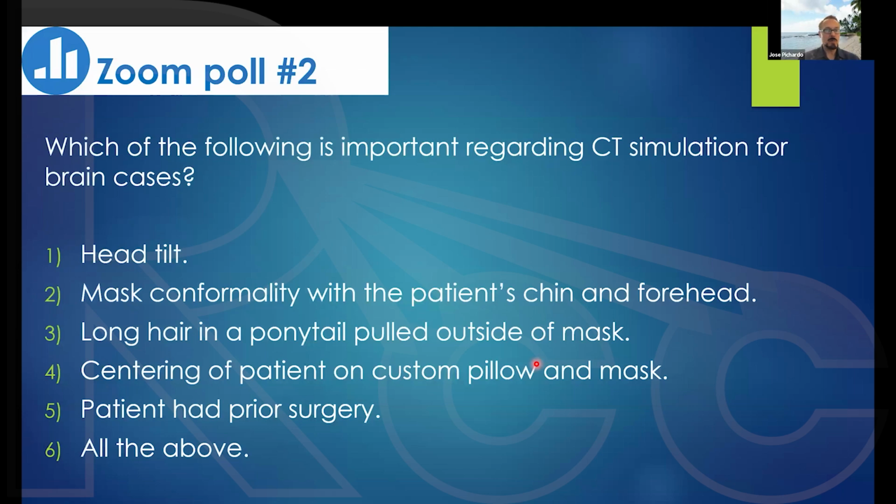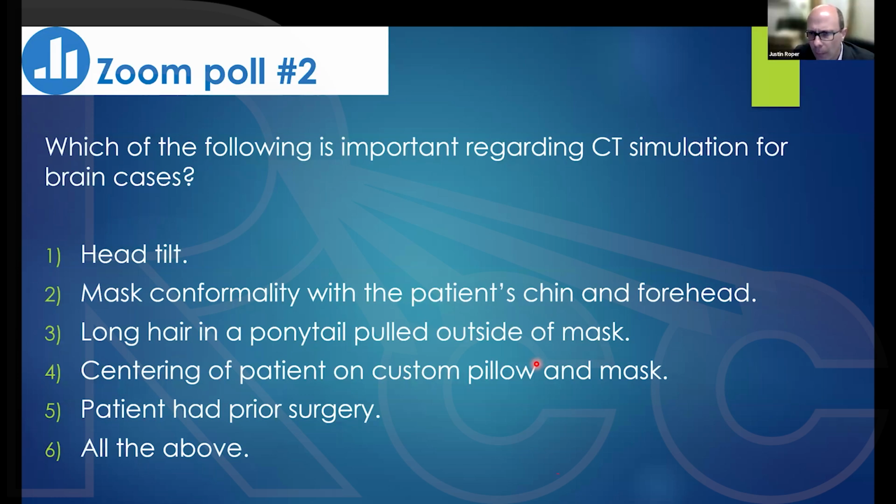All right, so we're ready for our second poll question. The question is, which of the following is important regarding CT simulation for brain cases? The head tilt, the mask conformality with the patient's chin and forehead, long hair in a ponytail pulled outside of the mask, centering of the patient on the custom pillow and mask, if the patient had prior surgery, or all of the above.